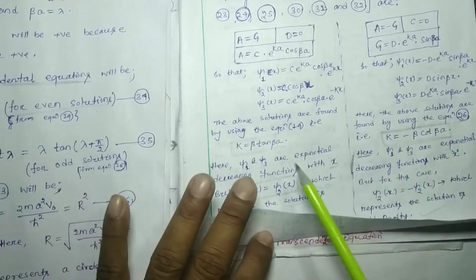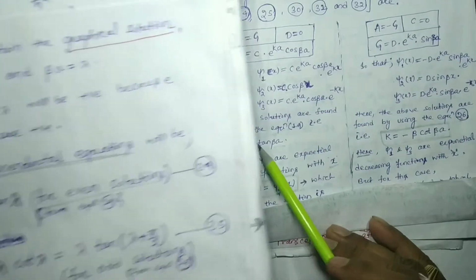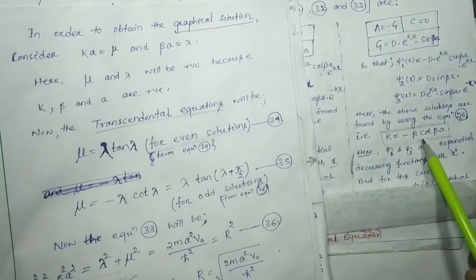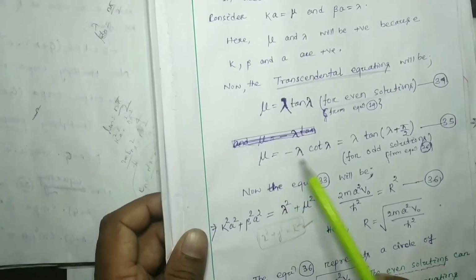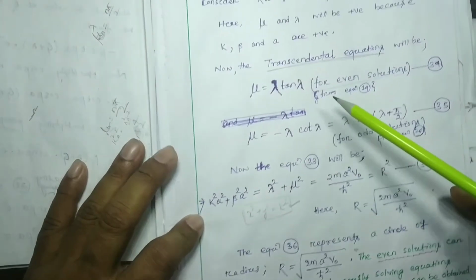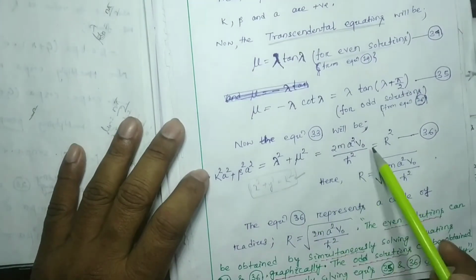So from this, by considering this one, we found this one by considering this one minus beta cot beta a, we found this one, right? Now by considering both, we found this circle equation.